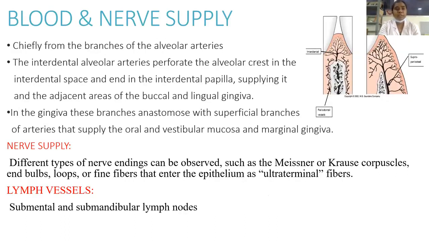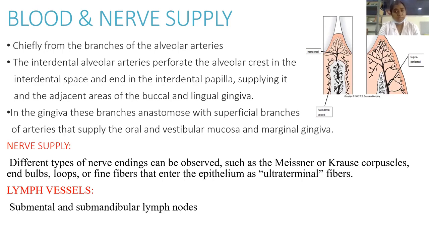Blood and nerve supply: chiefly from the branches of the alveolar arteries. Interdental alveolar arteries perforate the alveolar crest in the interdental space and end in the interdental papilla, thus supplying the adjacent areas of buccal and lingual gingiva. In gingiva, these branches anastomose with superficial branches that supply the oral and vestibular mucosa and marginal gingiva. Nerve supply: different types of nerve endings can be observed here, out of which Meissner or Krause corpuscles, end bulbs, loops, or fine fibers that enter the epithelium as ultraterminal fibers.